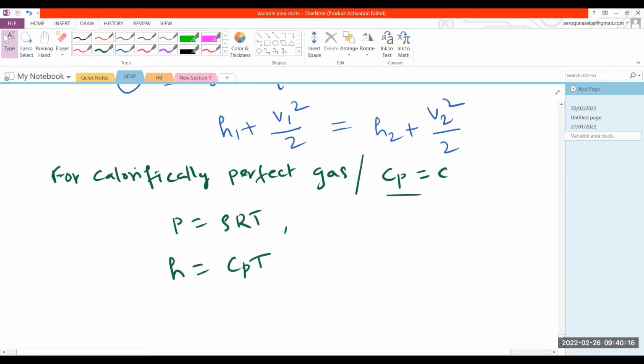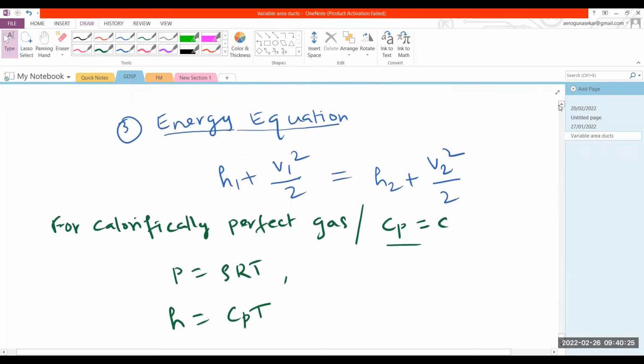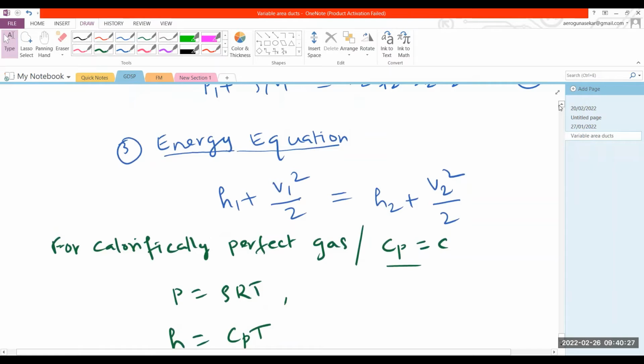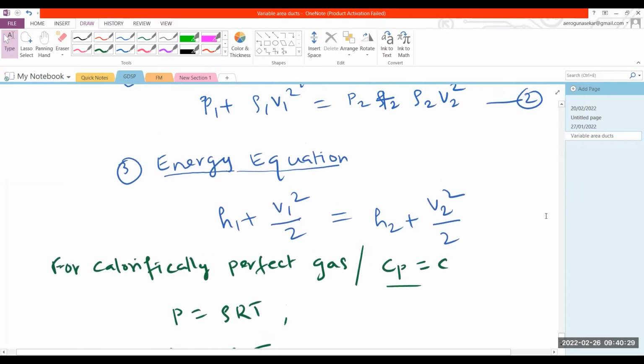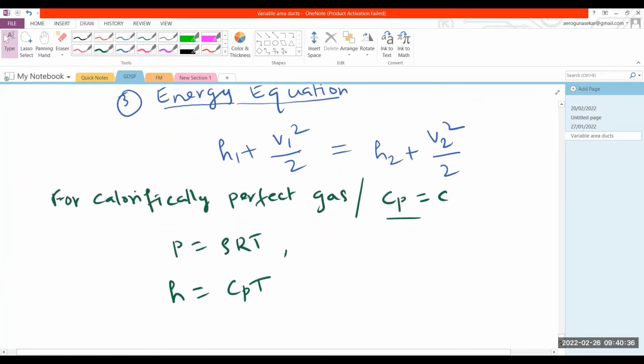So the next thing we are going to see: we have already seen the three equations. One is the continuity, the second is momentum, and the third is the energy equation. By using these three equations, we are now going to find the relationship.